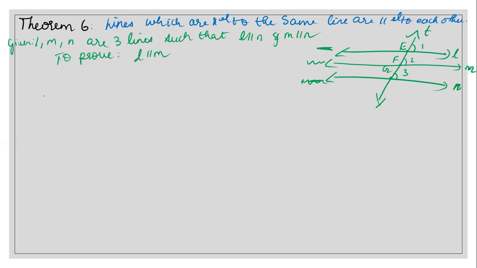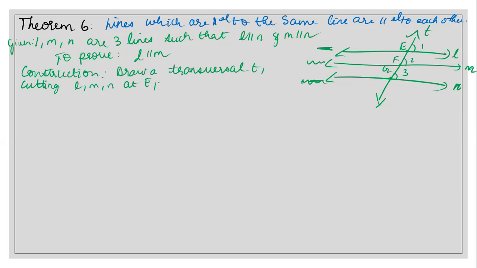Okay. Now in this case, guys, we have to do some construction, which I've already done for you. But anyways, I'm going to write it down. Construction: draw a transversal T cutting L, M, N at E, F, G respectively. I've already done it, but you have to write the construction. Now we need to prove that L is parallel to M, right? So let's see the proof for that.